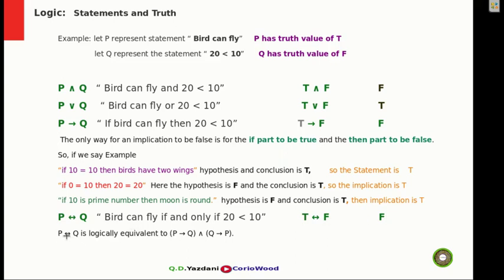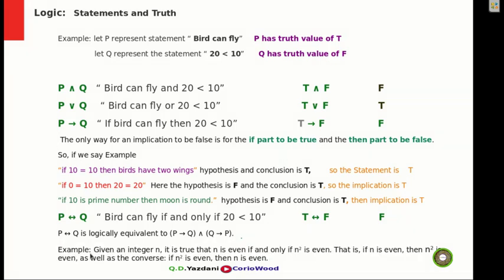So P if and only if Q is logically equivalent to P implies Q, and we have and, Q implies P. So we have an example. Given an integer n, it is true that n is even if and only if n square is even. That is, if n is even, then n square is even, as well as the converse. I'll give you a small example.